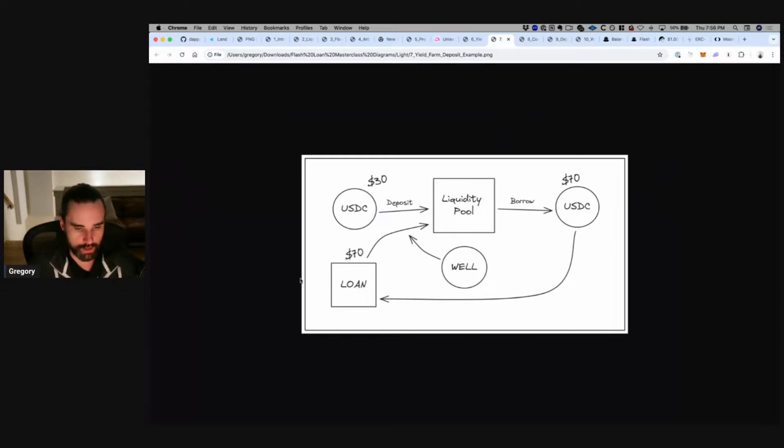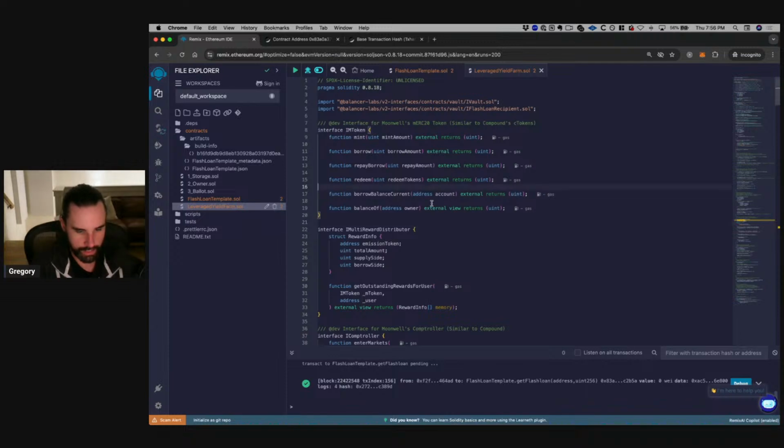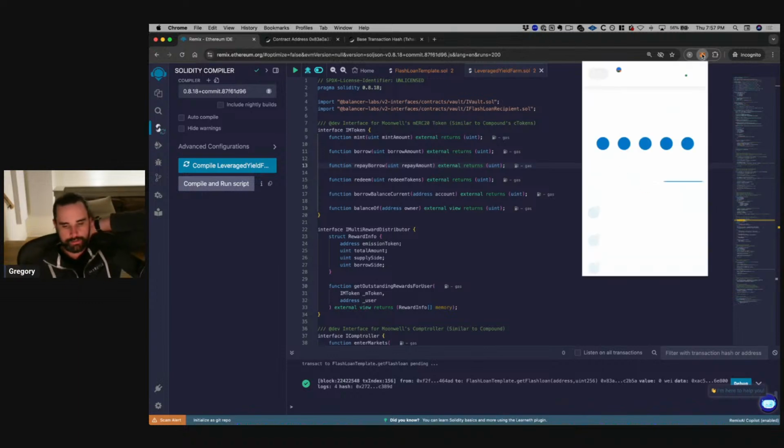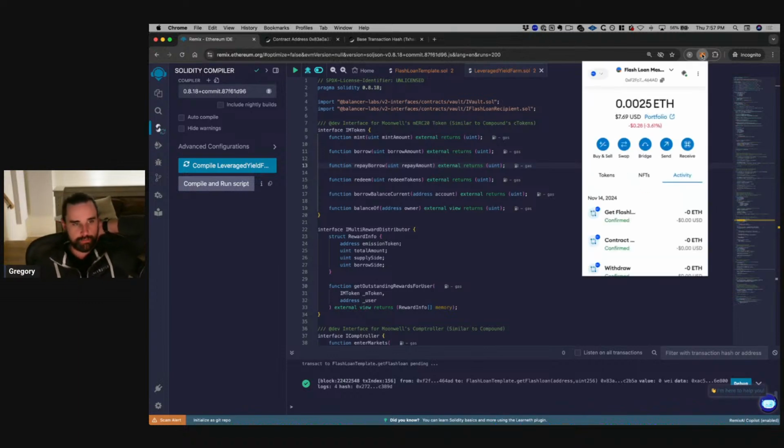Okay, so back to our coding demonstration. Let's go back to Remix. We've put in the leverage yield farm, so we're going to demonstrate this and explain the code. We're going to go to the compiler, make sure you've got your MetaMask connected, make sure it's on the Base network, you've got Ether in your wallet, and you're going to need some USDC. I've got like $10 worth of USDC in here. I don't have very much, it's just for demonstration purposes.